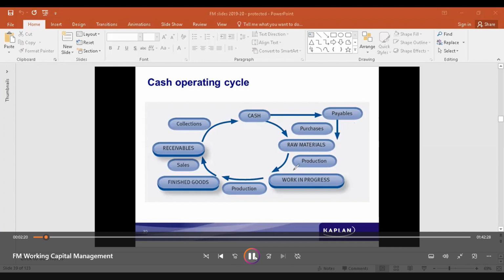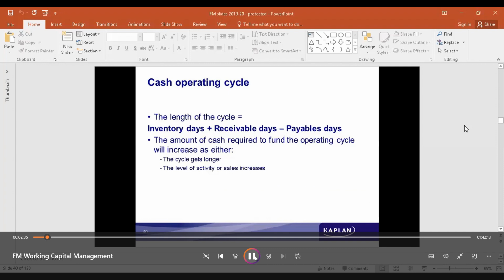Nevertheless, the shorter the cash operating cycle, the better it is for the business, because whatever amount of investment goes into the operating activity should get converted back into cash as quickly as possible. That's the whole concept of it. So we would calculate the value of the cash operating cycle in terms of number of days.